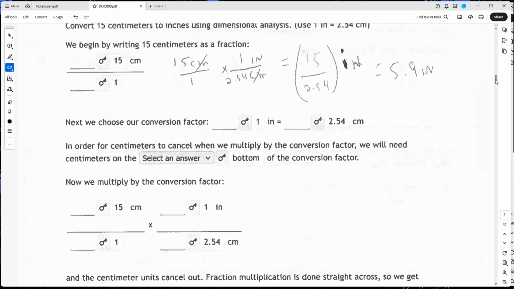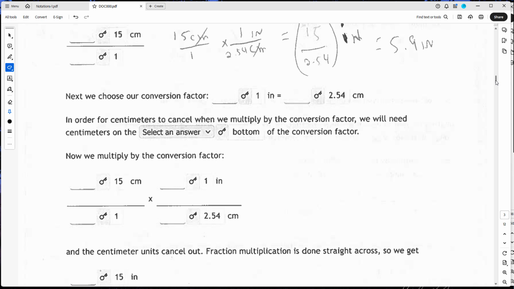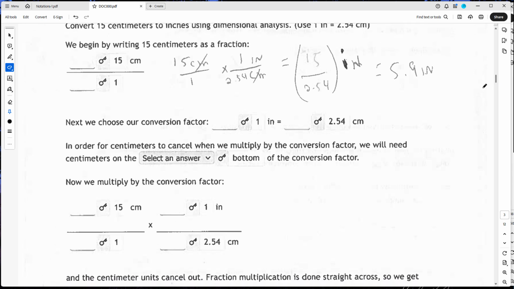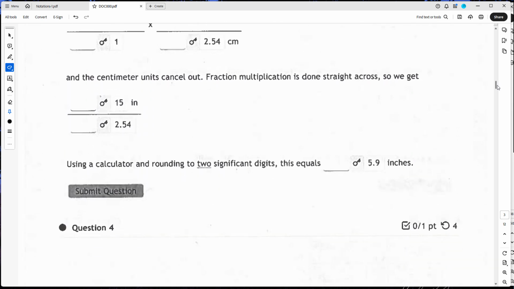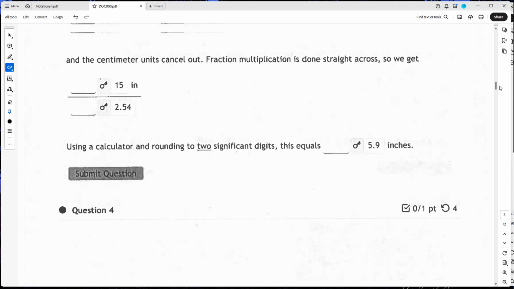And then they ask you questions about it. You multiply, and you want centimeters on the bottom there. And you have the conversion factor to multiply by, 1 over 2.54. You see there 15, 1, so you write it out. They want to see all the pieces for this problem. And there's your answer, 5.9 inches.